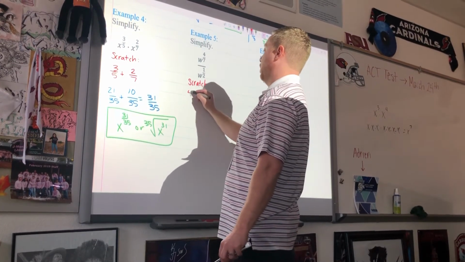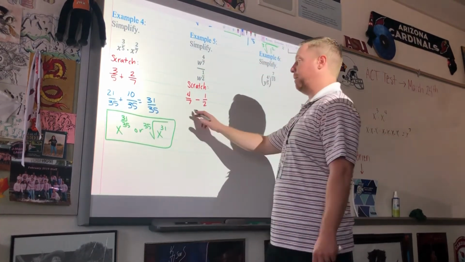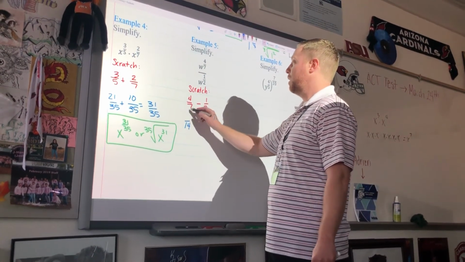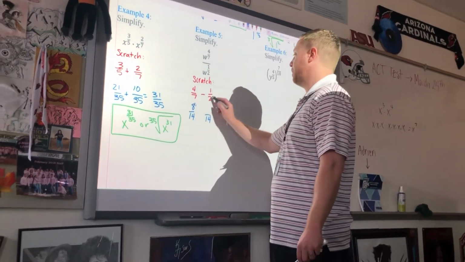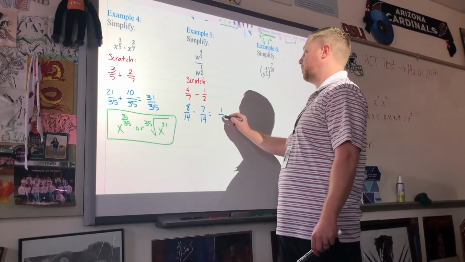Okay, so my scratch work here is going to be 4/7 minus 1/2. Okay, I need my denominators to be the same again, so I'm going to make them both be 14. Multiplied by 2, so this is going to be 8. Multiplied by 7, that's going to be 7. Okay, this turns into 1/14.